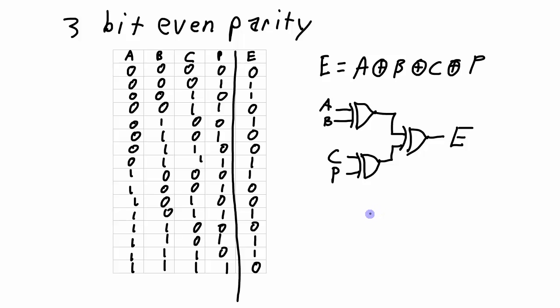Now this works for even parity. If you want to do odd parity, then you just need to add an inverter to the E to give you the odd parity bit. And it's as simple as that.